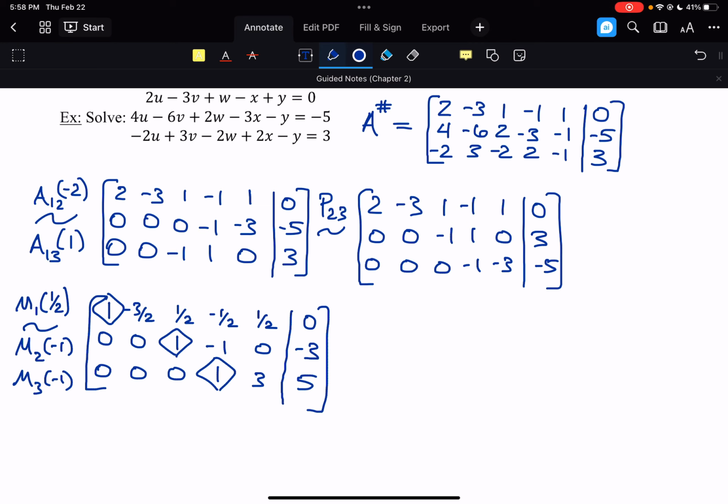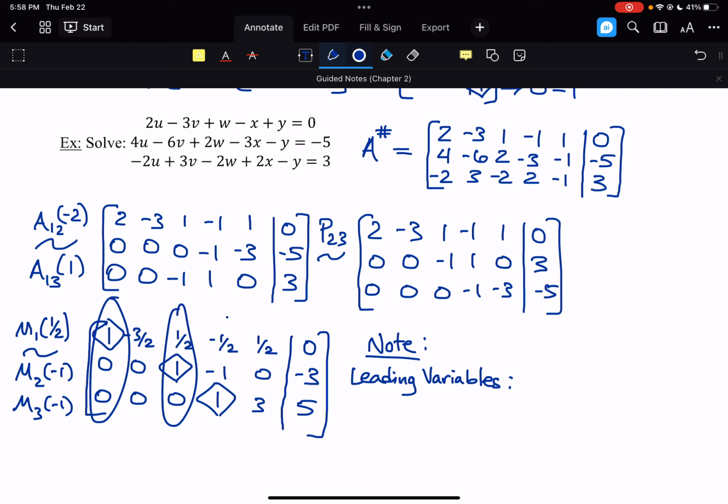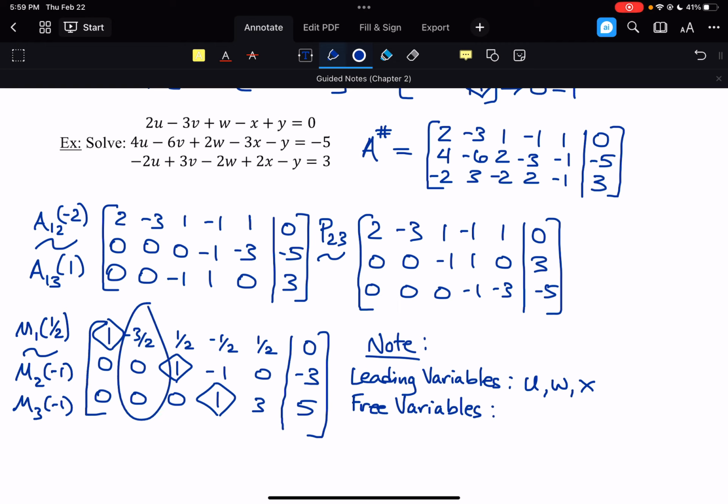So each of these columns corresponds to a variable. Remember when we put these in, these were the u values, v, w, x, and y for each of these columns. So I'm going to make a note here. So the leading variables, the variables that correspond to the pivots, that's this, this, and this. So it's going to be u, w, and x. So u, w, and x are the leading variables. And the free variables are everything that does not have a pivot. So that's these two. That's going to be v and y.